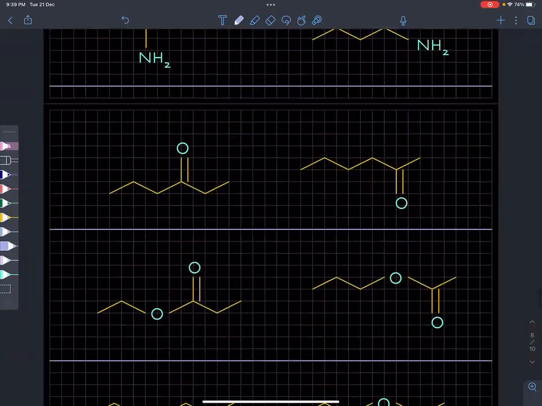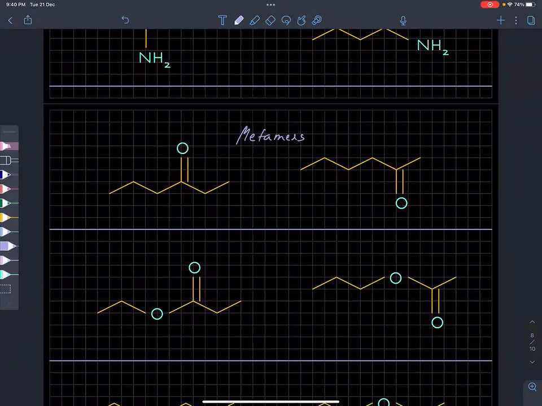What about these two? Positional isomers, sir. No. Sir, the parent chain is different. No, just count the number of carbons. 1, 2, 3, 4, 5, 6. So the parent chain is this because these are ketones. Positional isomers? No.